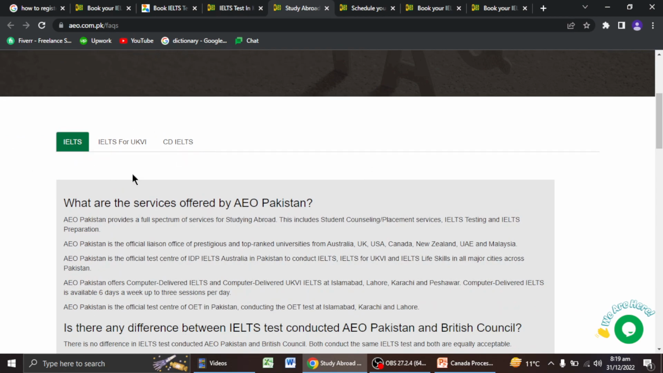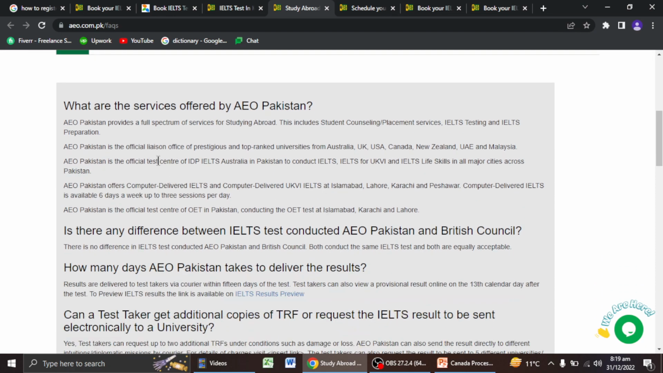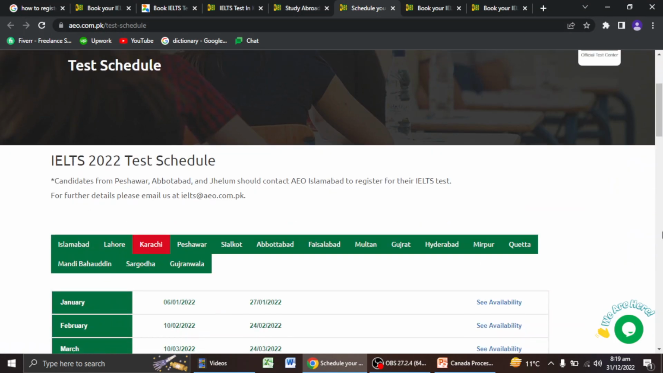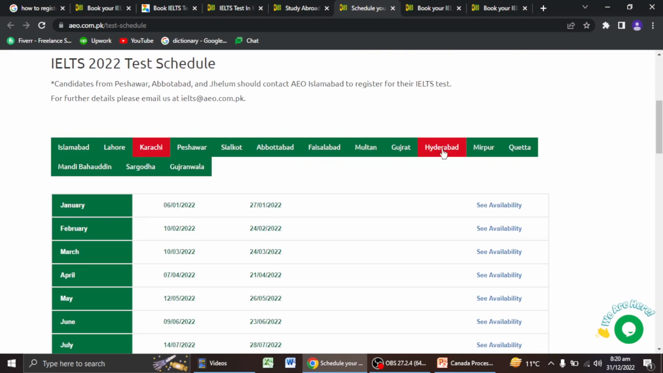So all of the other types of IELTS, UK V1, and these are not important to you. What's important to you are two types: the academic one and the general training one, right? So here again, this is the test schedule. If you want to know about each and every city, there's a test schedule available, and this is the website that you're going to use, slash test-schedule, and you can view it.